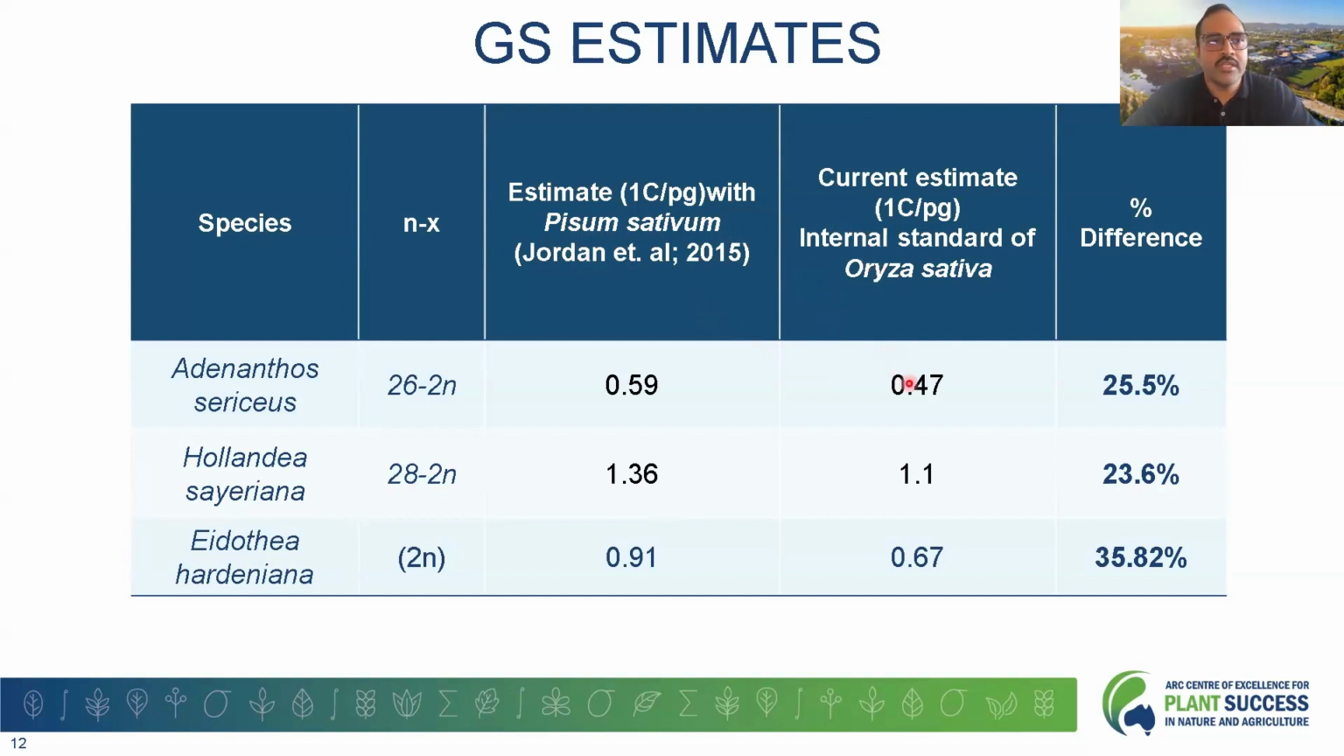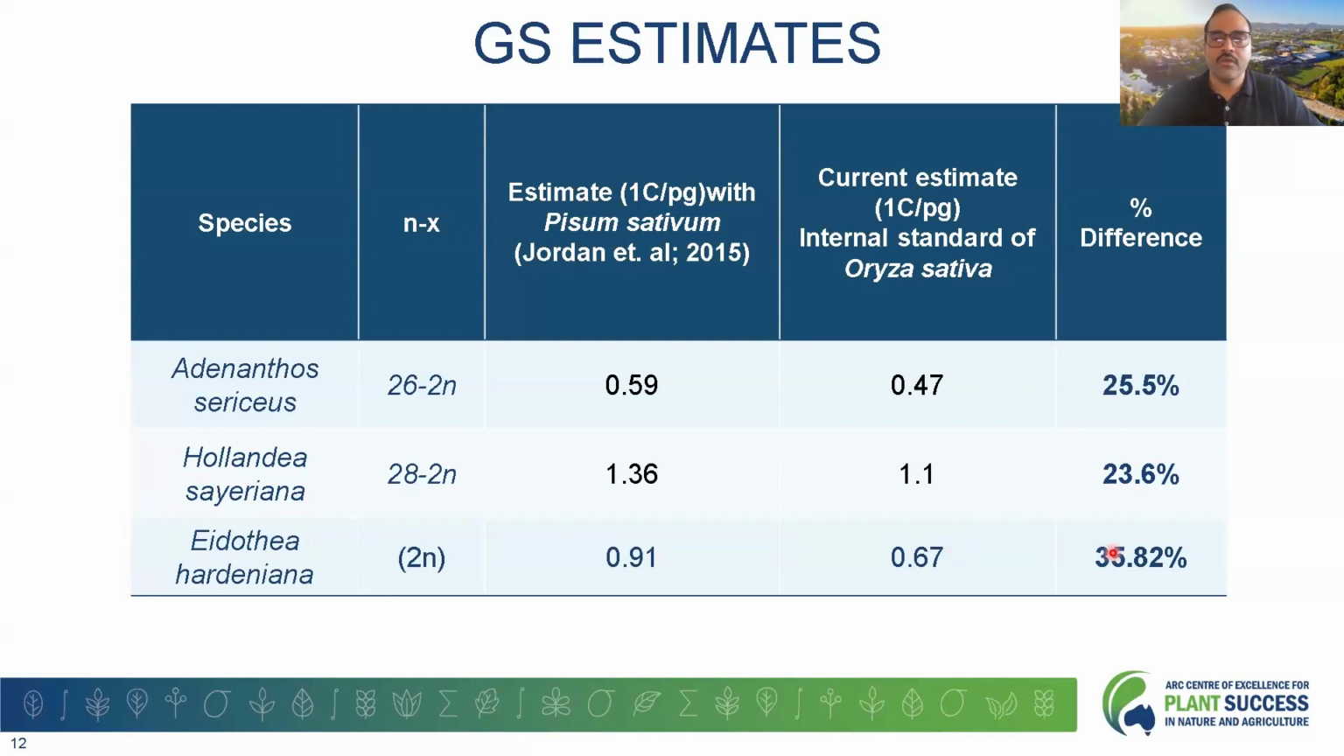So our estimate was nearly 25% smaller than the previous estimate, and the same for Hollandia. And one of the critically endangered species, Eidothea, that I have sequenced, and de novo genome assembly for this species has been done. We found out the genome estimate for this species was nearly 36% overestimated.